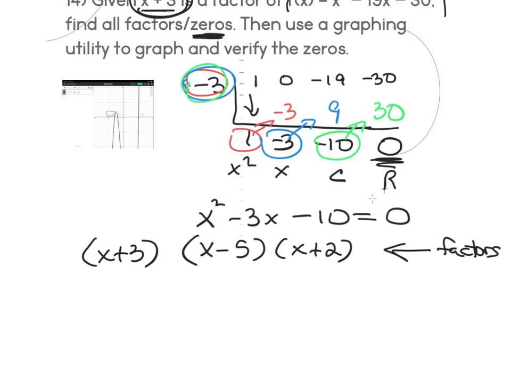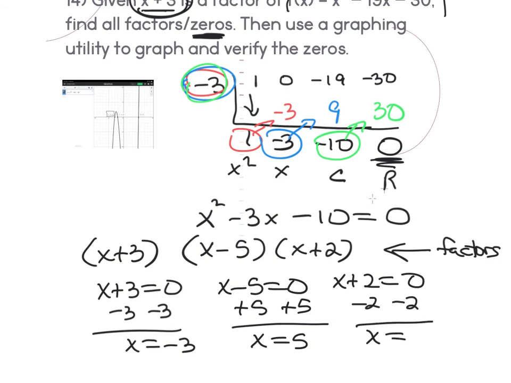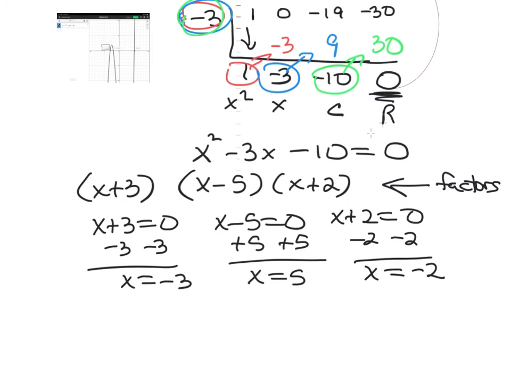So now I take each of the factors, set them equal to 0, solve for x. x equals -3, x equals +5, x equals -2. Again, on WebAssign, you're going to do -3, 5, -2. Do not put x equals, just put the numbers separated by a comma.